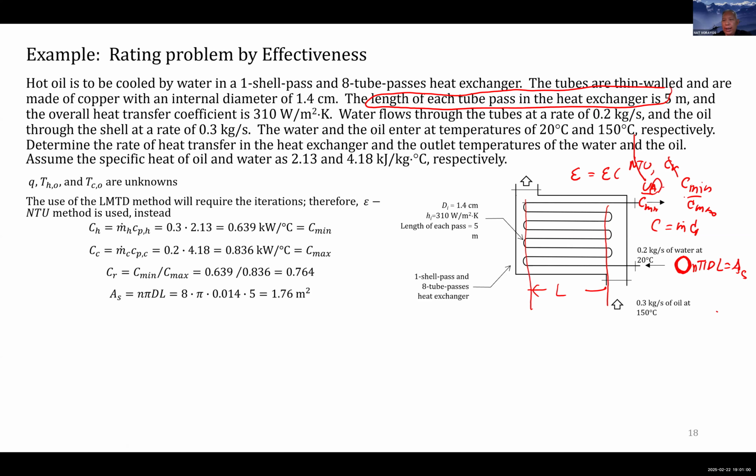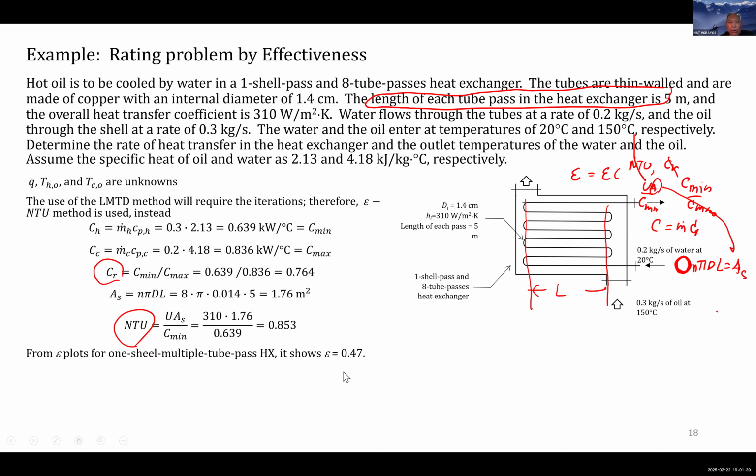So A over here is AS. Finding the AS: 8, the number of tube passes, multiplied by pi, the diameter of the tube inside, which is a thin wall tube, multiplied by the length of each pass. So you're going to get yourself the AS. Then you find the NTU. UAS over C min equal to this. Now you got your CR. You got the NTU.